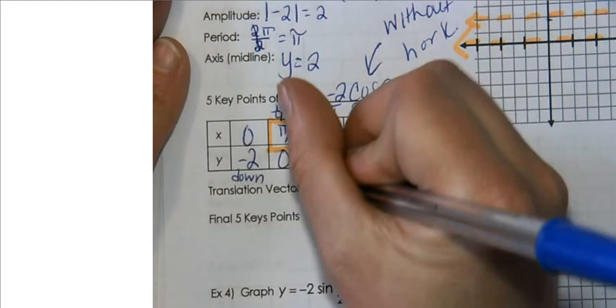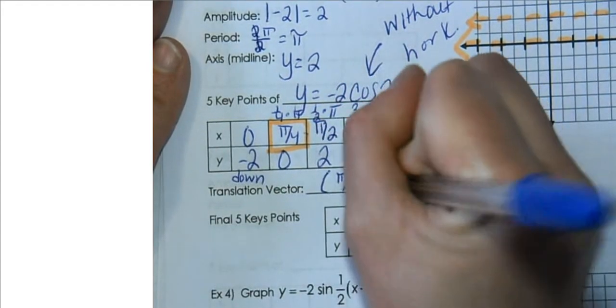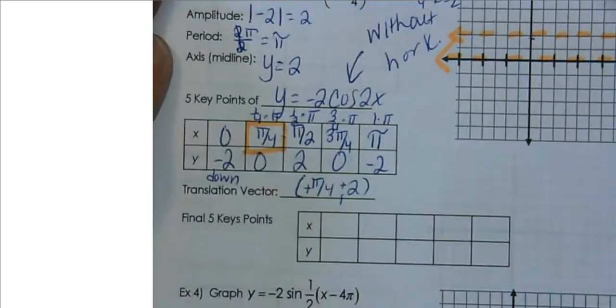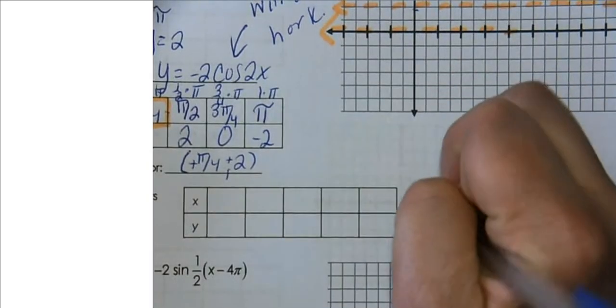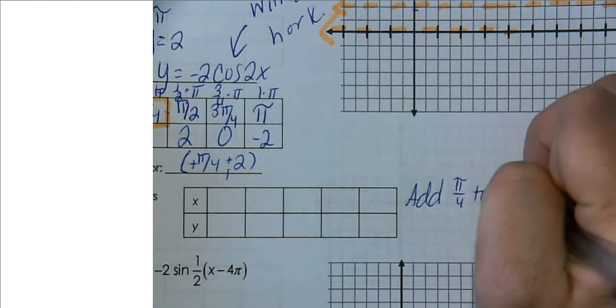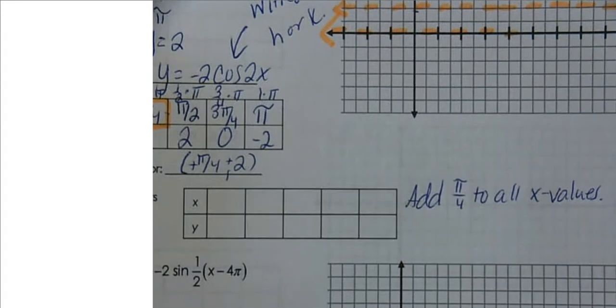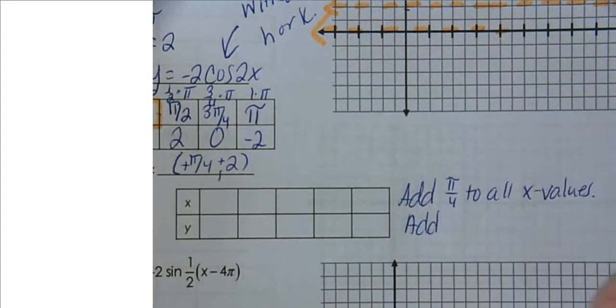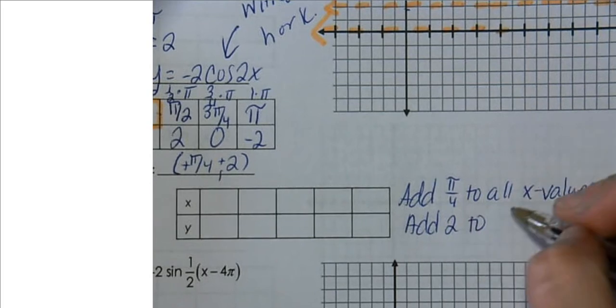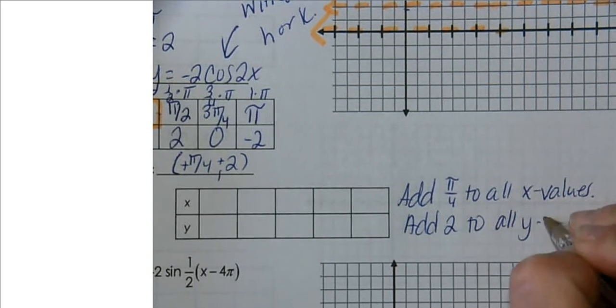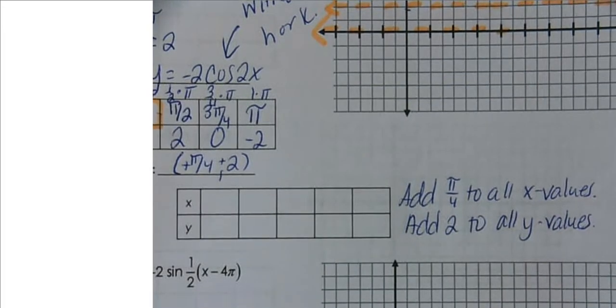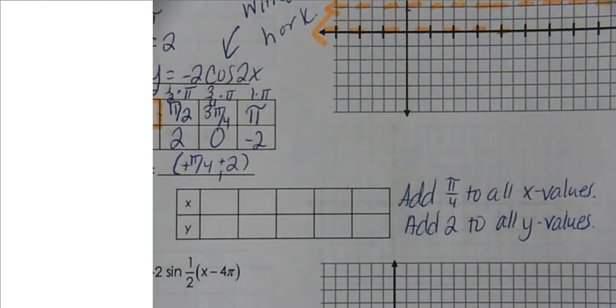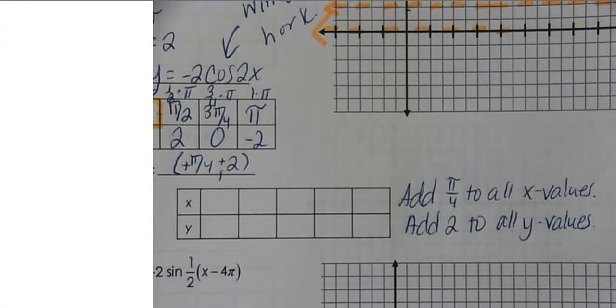Our translation vector this time is going to be pi over 4 and 2, and I'm going to put little plus signs in front of them because this tells me that I'm going to be adding pi over 4 to all x values, and I'm going to add 2 to all y values. So now we want to find the final key points.